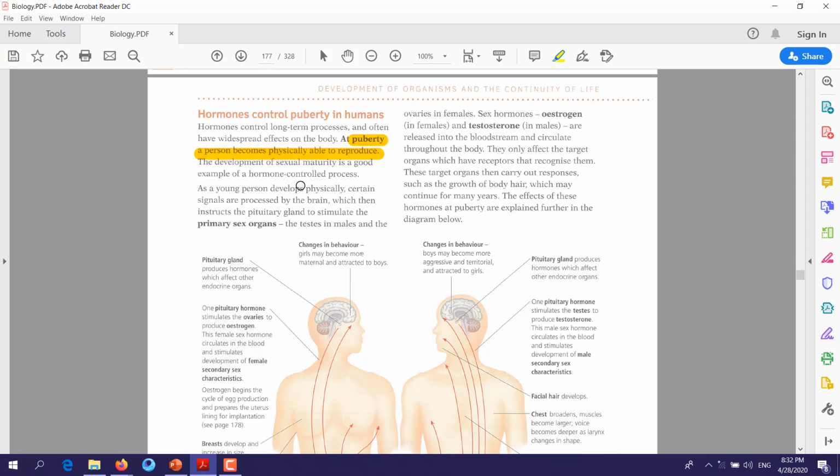As we know, from birth until you are, for example, 11, 12, 13 years old, which differs from one person to another, you are unable to reproduce. But you will reach an age in which you will be able to reproduce. But why at this specific age? This ability is controlled by some hormones. How is that?